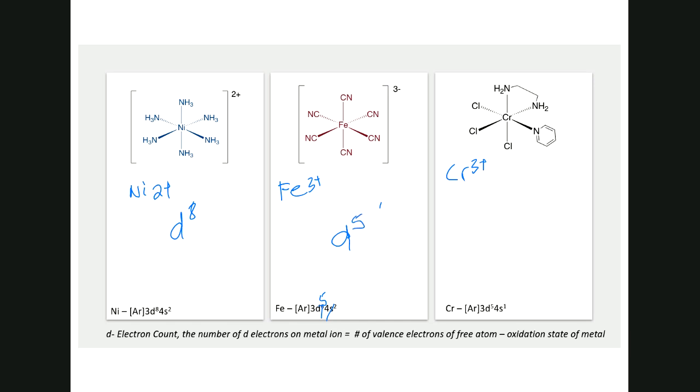The last one, chromium, and please remember that chromium doesn't have a standard electron configuration. It has half-filled d orbitals and half-filled s orbitals, so it's 3d5 4s1. If we lost 3 electrons because it's chromium 3 plus, 1 electron comes from the 4s orbital and 2 are going to come from the 3d. So 5 minus 2 leaves us 3, sorry. So that's going to be a d3 system.